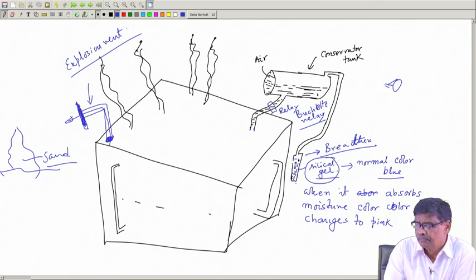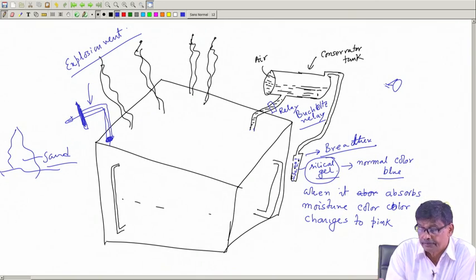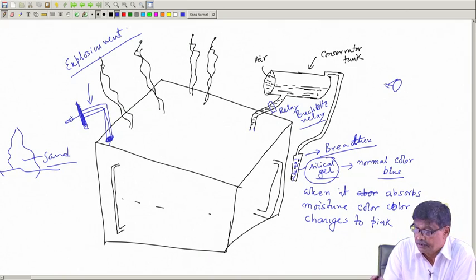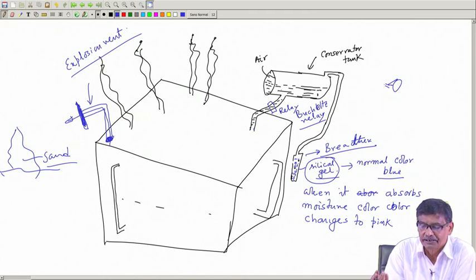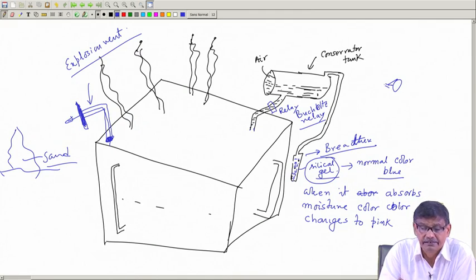But regular inspection is necessary to see whether the silica gel color has become all pink. Then you take out this sac in which the silica gel granules are, and dry it up. So, we will continue with this next time.